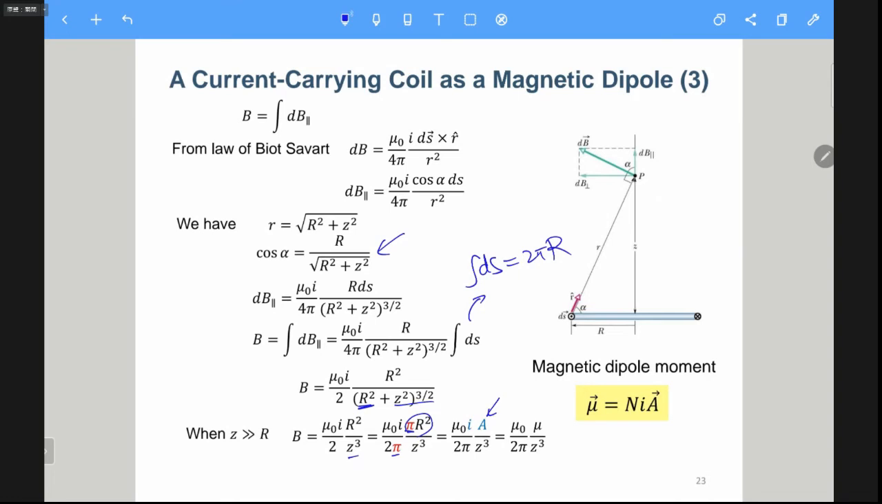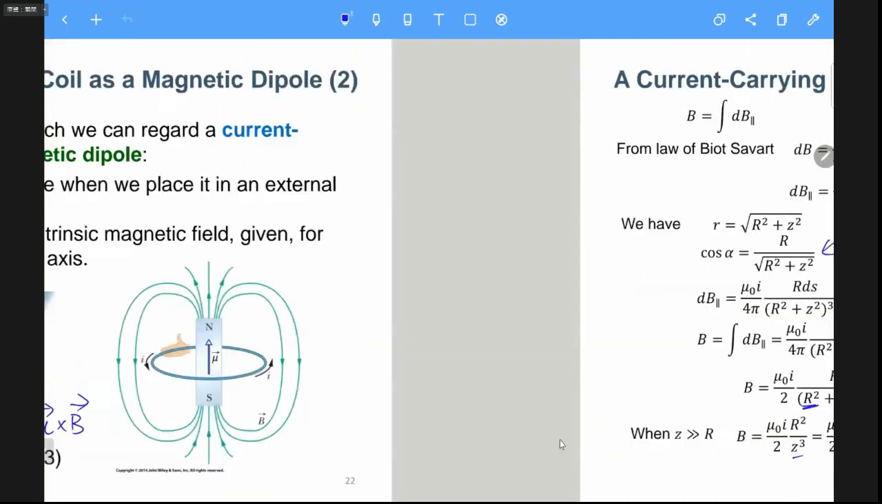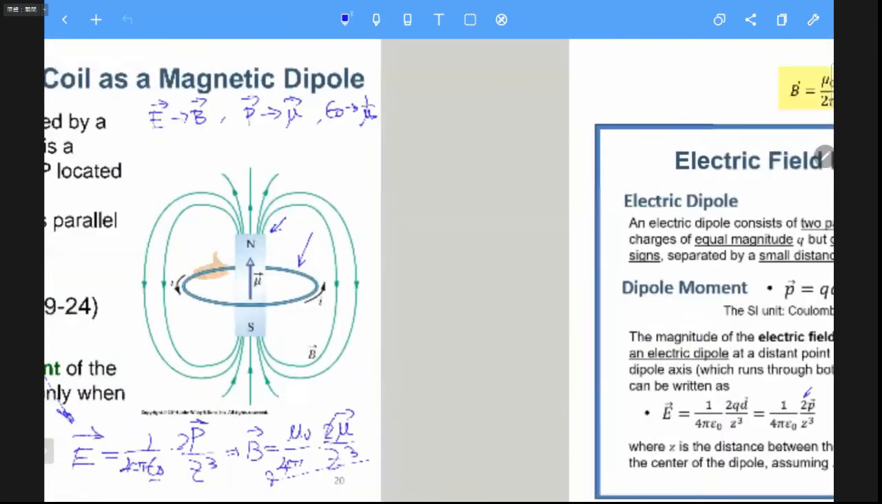And then IA will be mu. If we only have a single loop, then n is 1. And of course, you can also put the n here. So NIA is the mu. So we have mu over 2 pi and then mu 0 over z cube, like this. So this is a derivation of this equation.